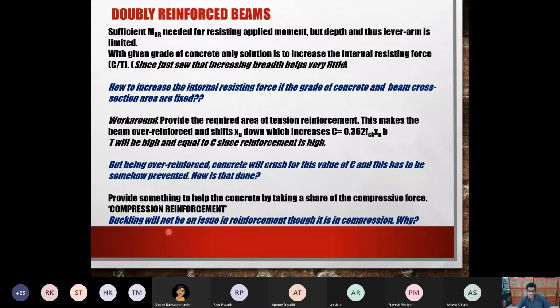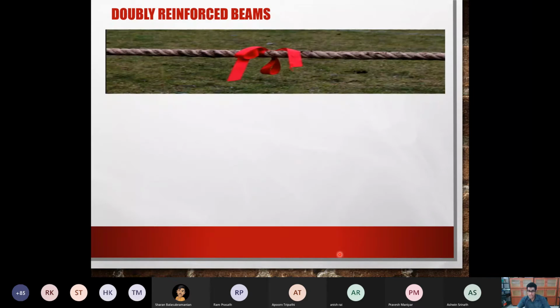Okay, and of course this compression reinforcement is inside the beam. It is surrounded by concrete and it is packed. So therefore there will not be any buckling in the reinforcement, or no such issues will be there. So this is the way to actually address this. So to give a very simple way to tell you how this works, through a non-engineering example.